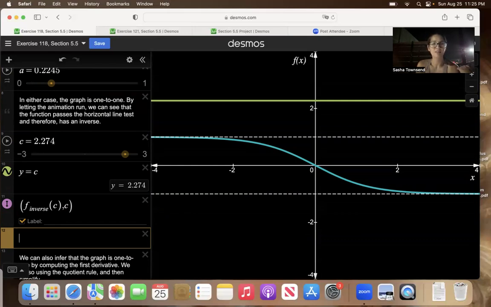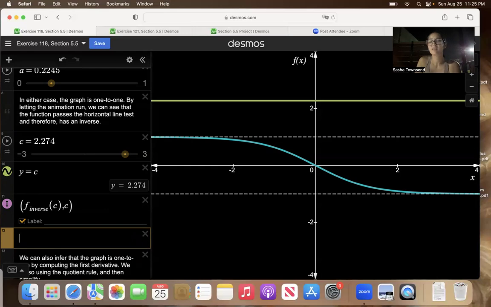I mean, what if there are lots of hills and valleys in between? Then the function wouldn't be 1 to 1. And if the function had minima and maxima between that end behavior, then the function would not have an inverse. So how can we infer that the graph is 1 to 1 in general?